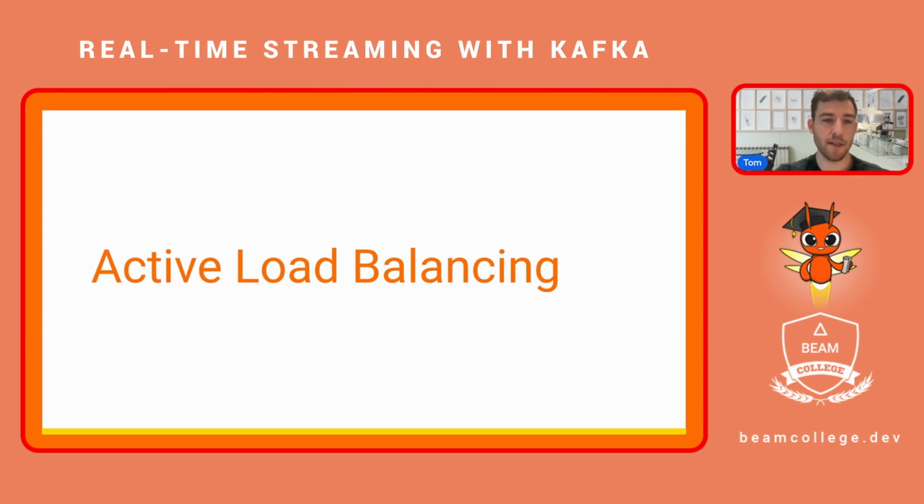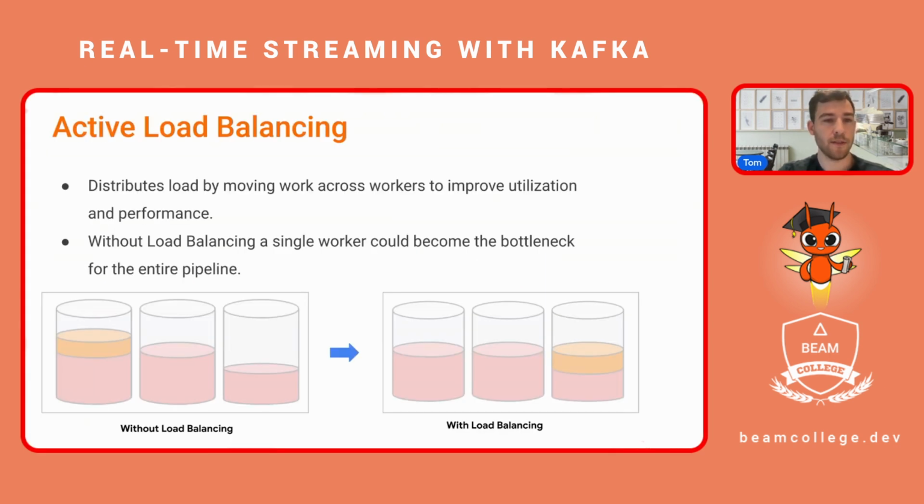Now we'll transition to discussing active load balancing, a feature that optimizes how work is distributed across workers in your Beam pipeline on Dataflow. This is particularly useful when reading from Kafka. Active load balancing redistributes the load by intelligently moving work across different workers. This improves overall resource utilization and pipeline performance. Without active load balancing, a single worker could become a bottleneck, slowing down the whole pipeline. As you can see here, active load balancing moves that work to a new worker to prevent this bottlenecking.